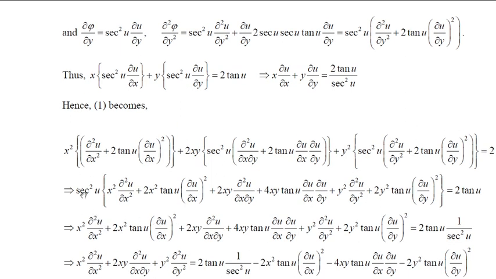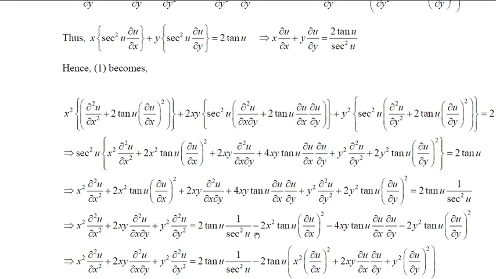Now in all of them secant square is common, so send the secant square u to this side. That becomes 1 by secant square u. Now here we need only the terms x square into dou square u by dou x square plus 2xy into dou square u by dou x dou y plus y square into dou square u by dou y square. Send the remaining terms to that side. If you send them to that side, they all become minus sign.